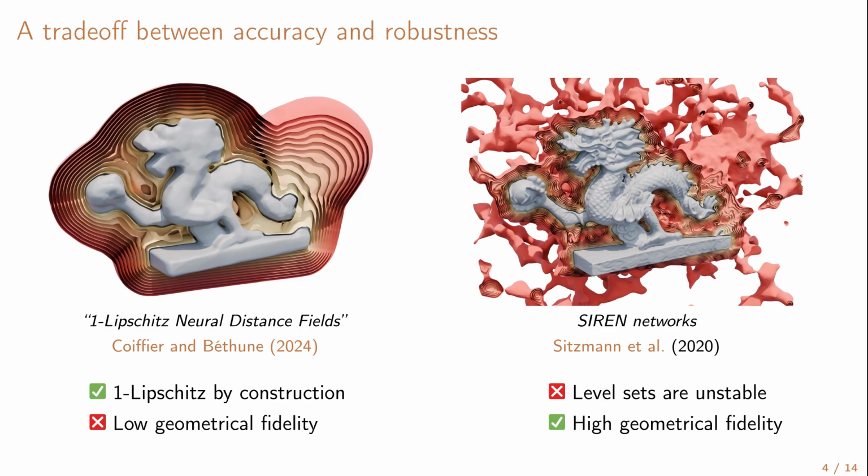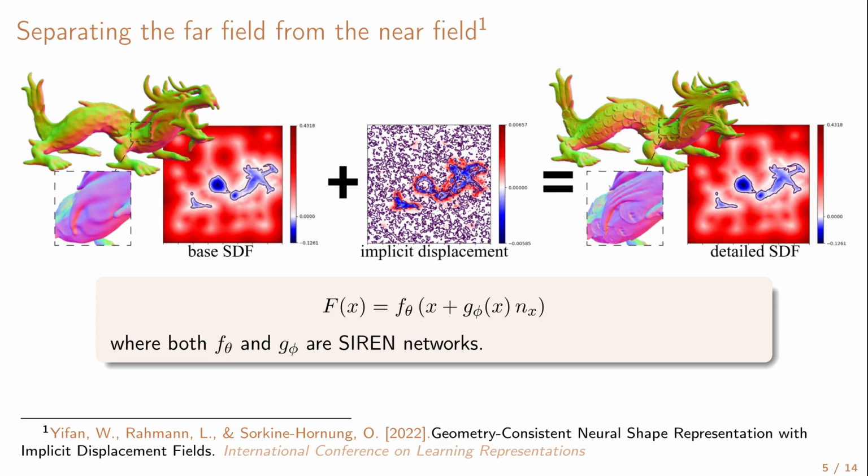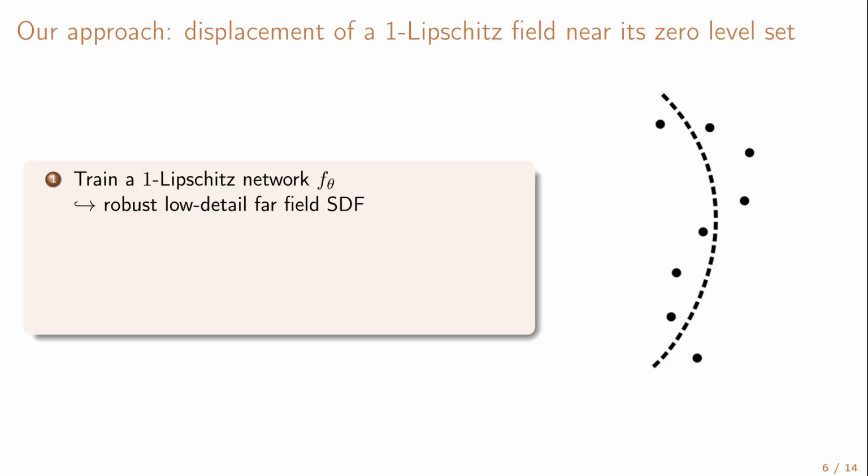And as it turns out, this is an idea that's already been played around with in a previous work, where a base implicit function represented by some SIREN network was perturbed implicitly by another SIREN network of higher frequency that would introduce more details into the representation. Here the focus was not on conservativeness, so there is nothing that can be proven on the Lipschitz constant of the total implicit field, but we will take inspiration from that while trying to preserve conservativeness as much as possible. So our approach is the following.